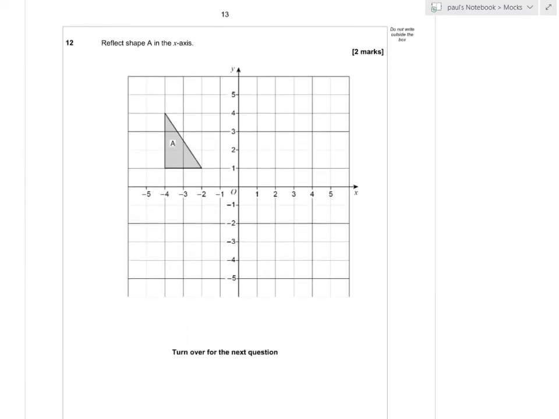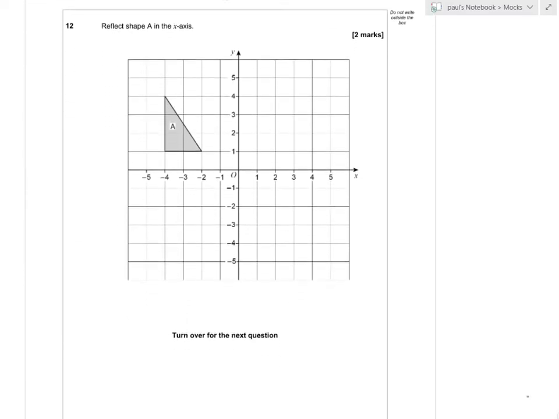We've got some reflections. Reflect shape A in the x-axis. So that's going to be 1, 2, 3, 1, 2, 3, there. Should we label it B? I don't know, it doesn't say. Next one.